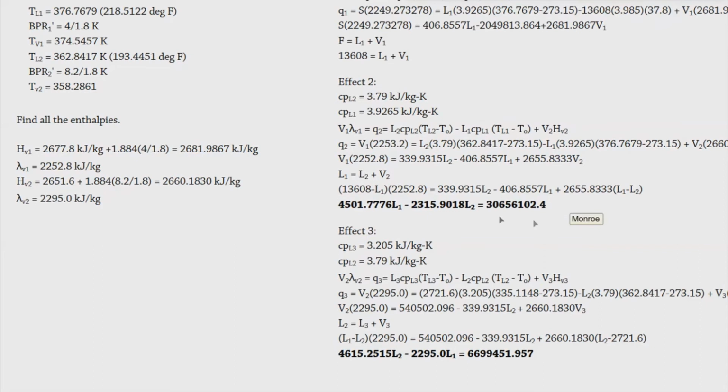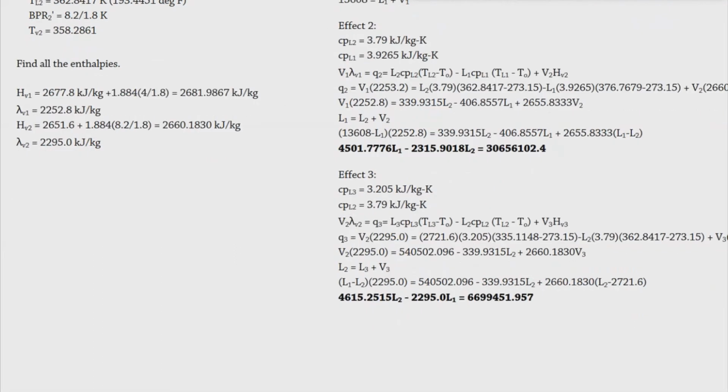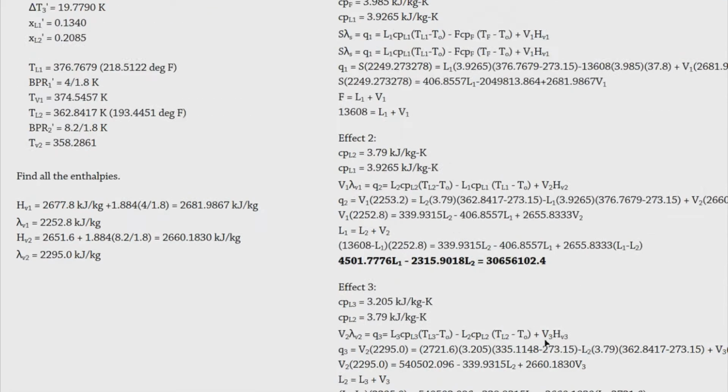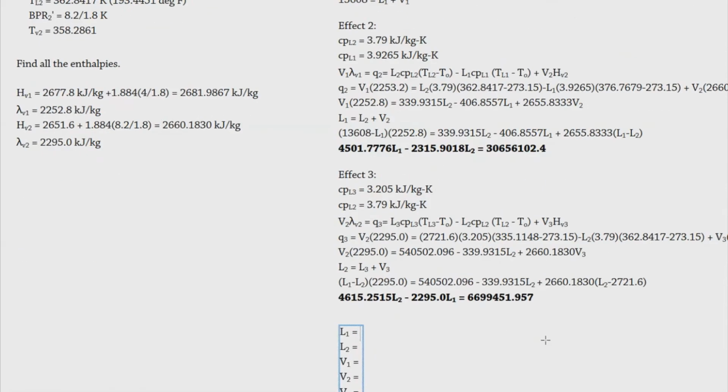Okay, so now that we already have these two equations, two unknowns, let's find the values of L sub 1 and L sub 2 and the rest of the unknowns. Okay, so L1 is 10,154.0880 kilogram per hour. And for our L sub 2, we have 6,500.8557 kilograms per hour.